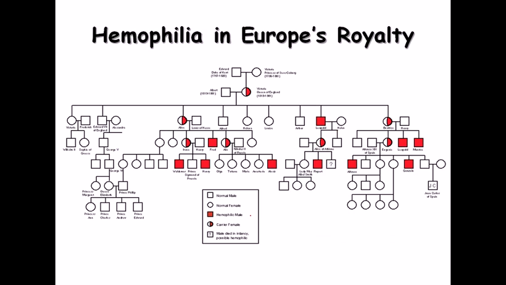Okay, so this is the family tree of Europe's royal families, and you can find how hemophilia is carried from only one person, only one grandmother who had this hemophilia gene. As a result of this carrier, the whole family tree got disrupted.